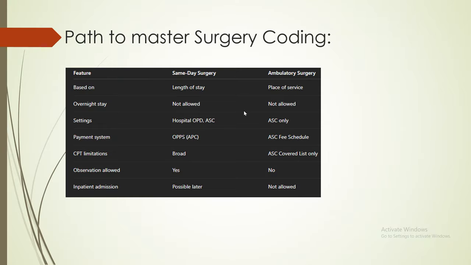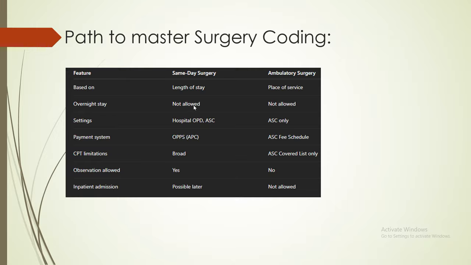Now we will see the differences between these two: same day surgery, ambulatory surgery. First, based on length of stay. What is the minimum hours, when do you consider same day surgery? If it is less than 24 hours, it will be same day surgery. Ambulatory surgery is based on the place of service. Place of service means here the patient will join the ambulatory surgery center in the morning, and in the evening he will be discharged.